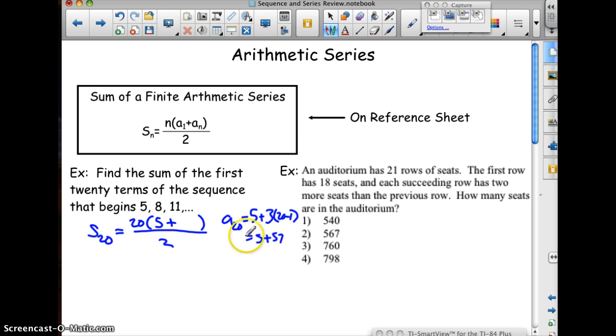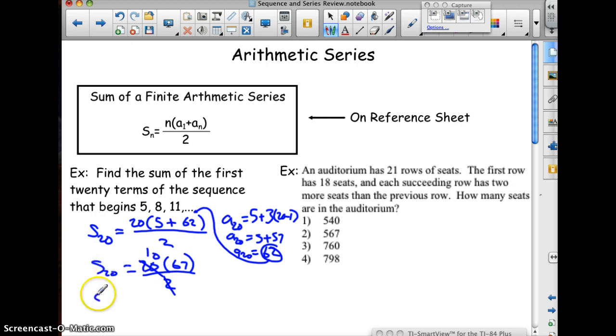5 plus 57. The 20th term is 62. So once I find that 62, I can put it in here. All right, so I have 20 times 67 all over 2. I can reduce that, make that a 10. So S sub 20 is 670. The sum of the first 20 terms is 670.